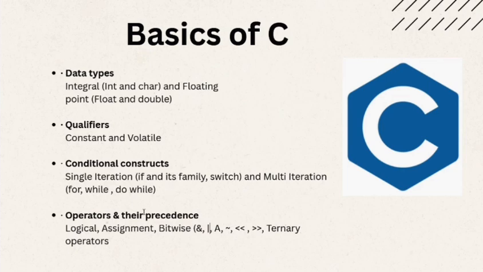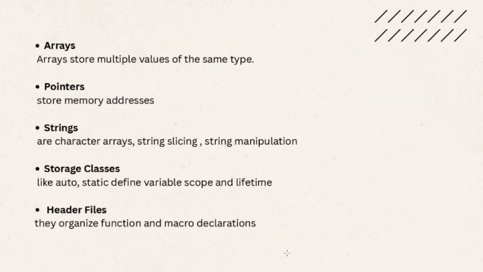Operators and their precedence, basically symbols used to perform operations like logical, assignment, bitwise, ternary operators. Other important concepts like arrays. Arrays are used to store multiple values of the same type. Example, marks of 5 students. Pointers. Pointers store memory address of variables.